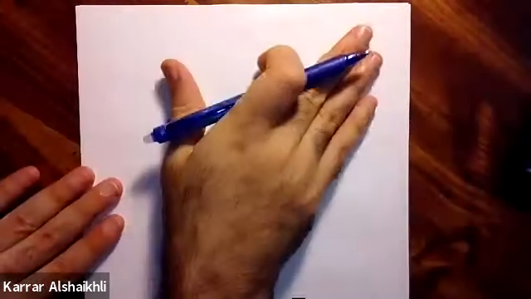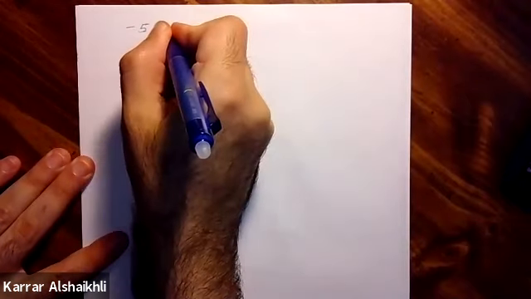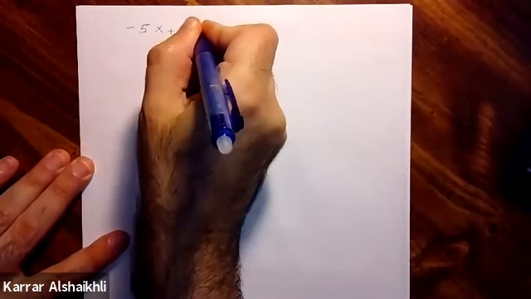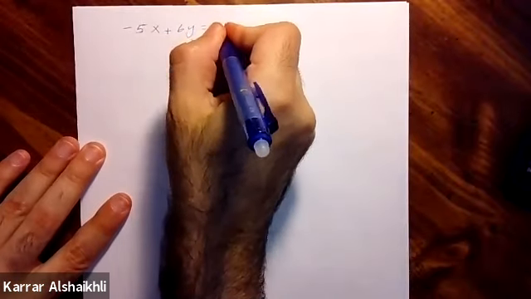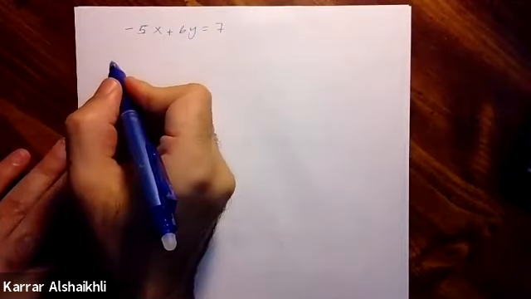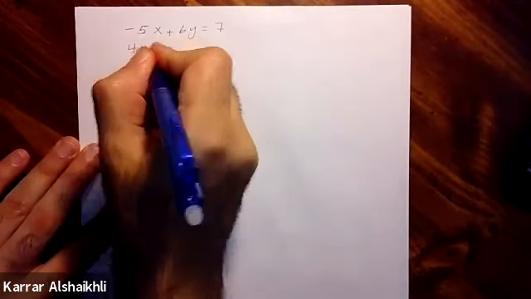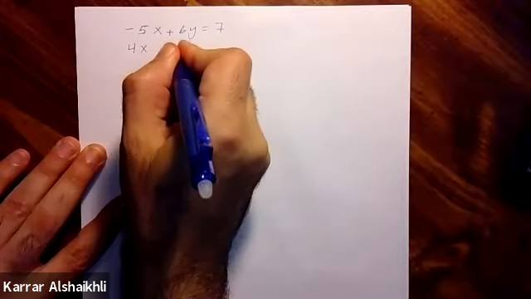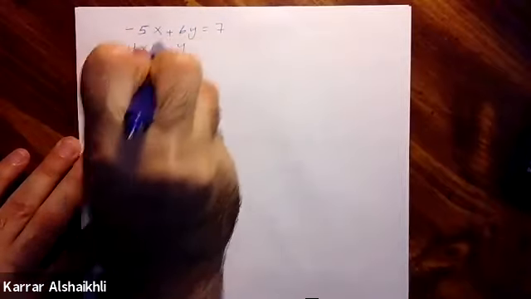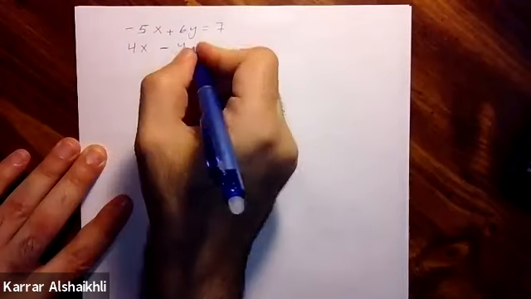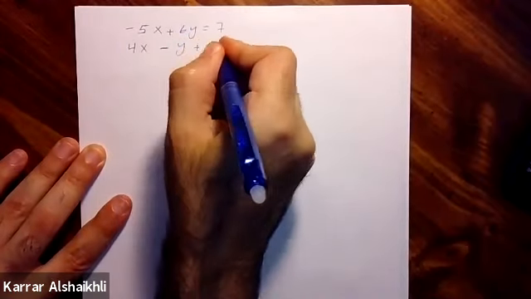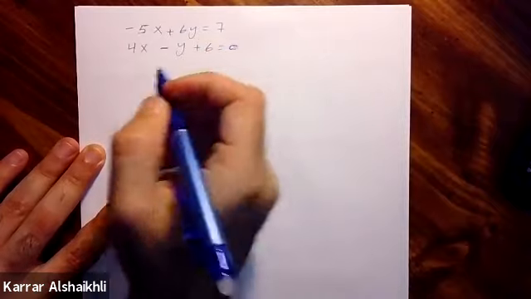So let's do another example to write down the augmented matrix. So here's the system. We have -5x plus 6y equals 7. And the other, we have 4x minus y plus 6 equal 0. So here is the system.